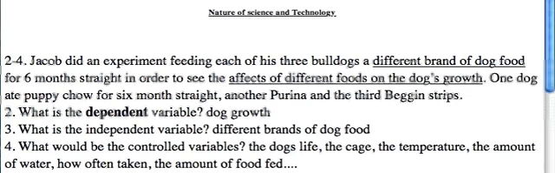Everything in the dog's life needs to stay exactly the same or as much as we can get it except for one thing. And that one thing is the independent variable, which is the different brands of food. So I hope that you understood this. I explained it the best I could. Look at it again if you didn't get it.